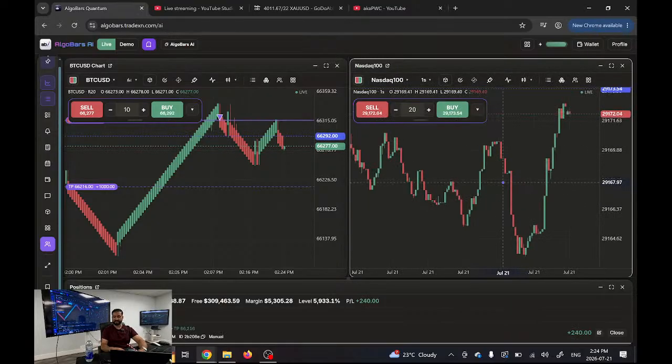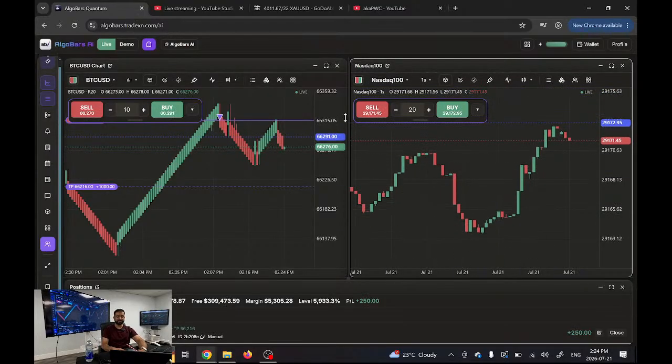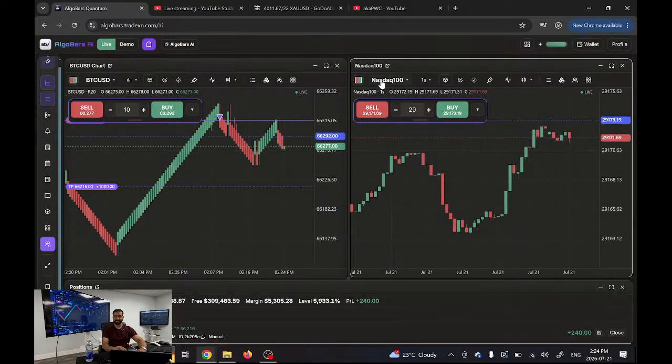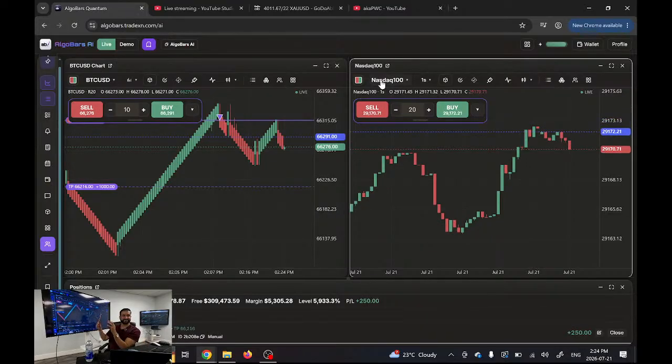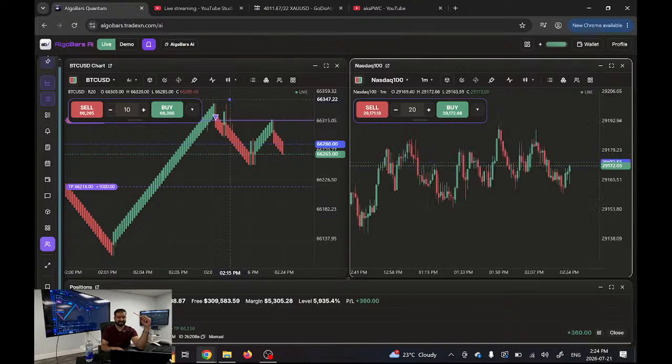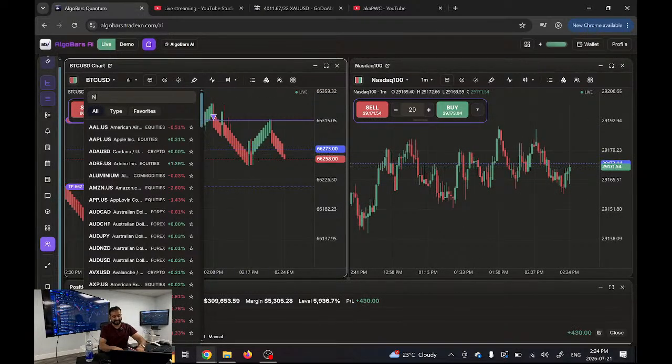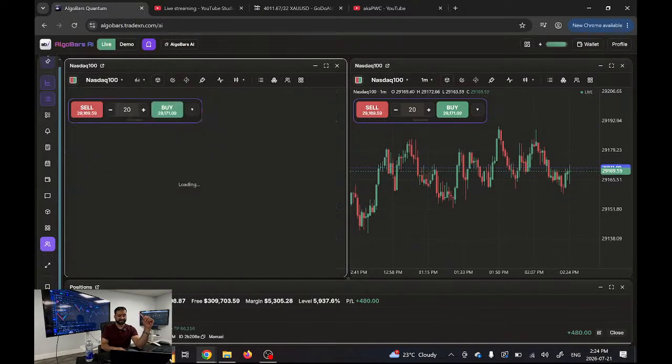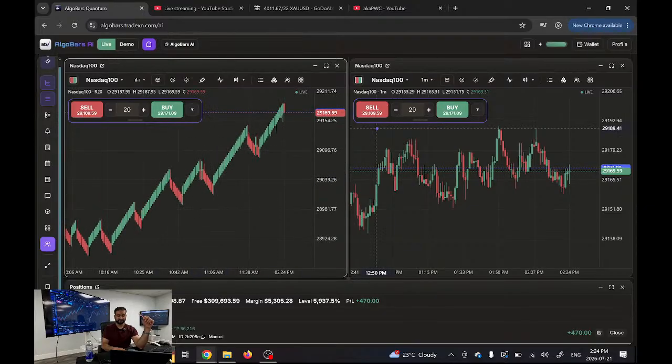NASDAQ, there we go. So there's NASDAQ. Now, what I'll do is I'll actually show you guys. So we're on the 1 second chart on NASDAQ, but what I'll do is I'll switch over to the 1 minute, and then I'll show you guys the difference between NASDAQ on the range bars and NASDAQ on the time-based candles, okay? Look at this.